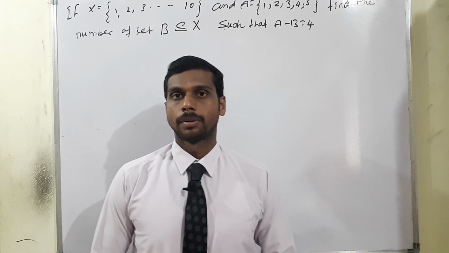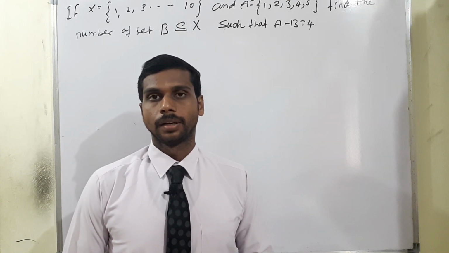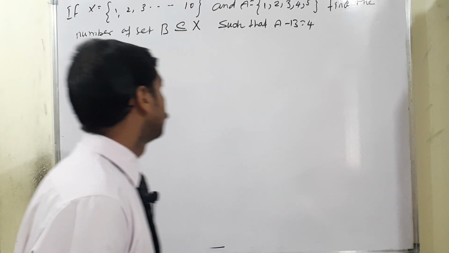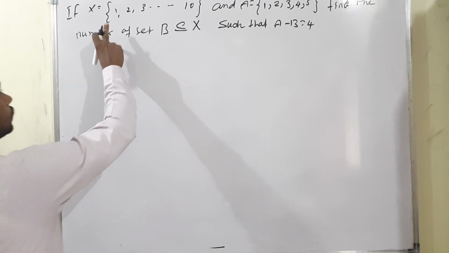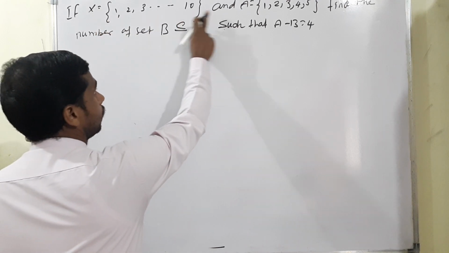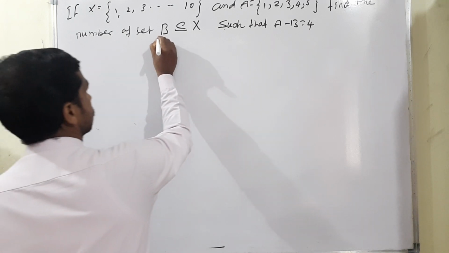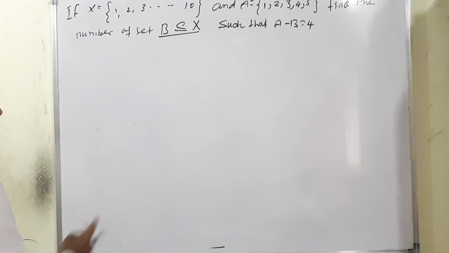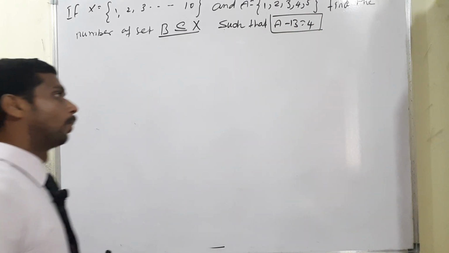Continuation of examples from chapter number 1. What is the name of chapter number 1? Sets, Relations and Functions. I am moving to example 1.4. Given the question: if X is equal to the set 1 to 10, then A is equal to 1, 2, 3, 4, 5. Find the number of sets B, subset of X, with another condition such that A minus B is equal to 4.